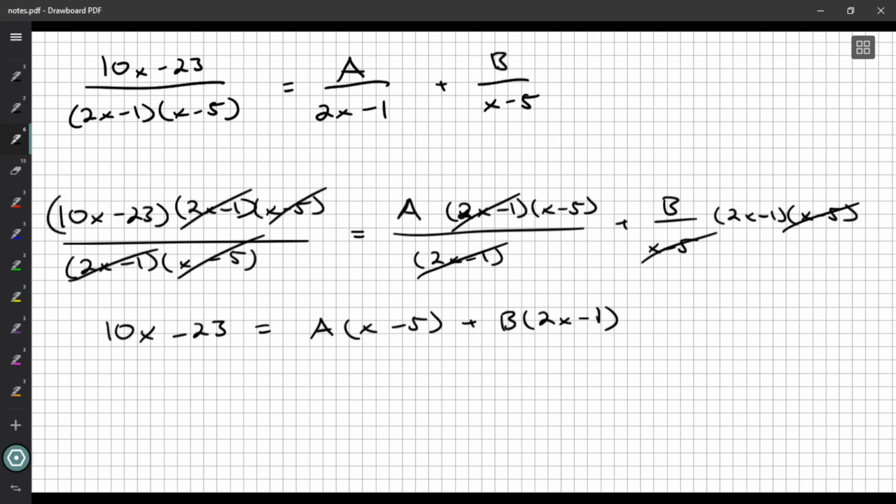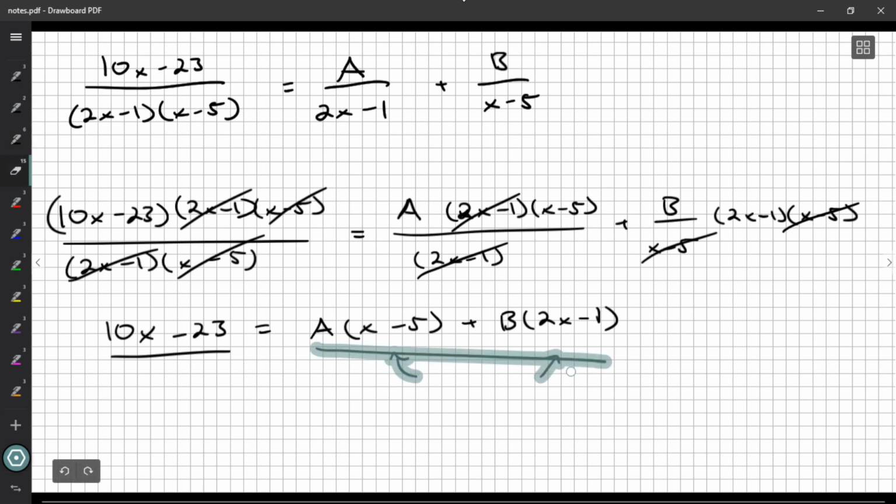Okay. Now, what could we do here? Well, there's a couple approaches. One thing we can do is try to find values that are roots of these factors of A and B. So 5 and 1/2 would work nicely. And then plug those values in, because this expression should be equal to this expression regardless of what x is. And that can help us find A and B.